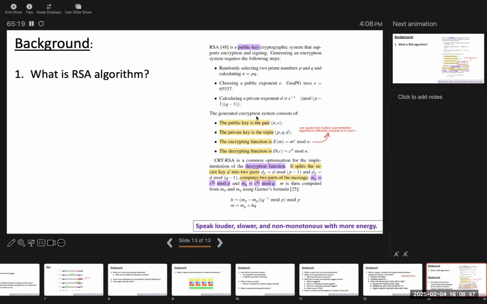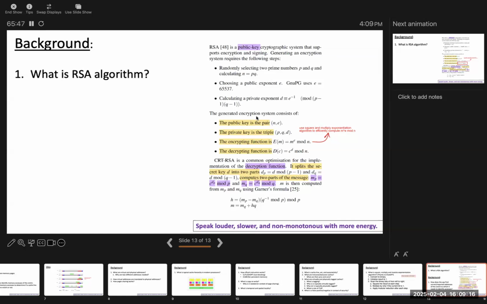It is the inverse of e modulus (p minus 1) times (q minus 1). So if I'm an attacker, I need to figure out D so that I can decrypt the messages. Okay. Everything clear here?